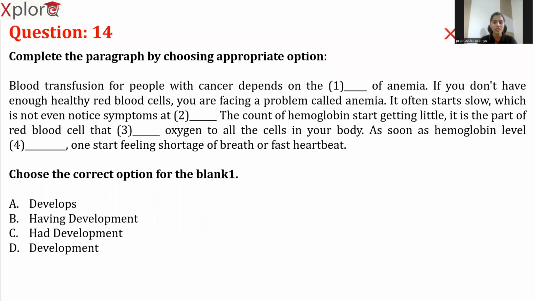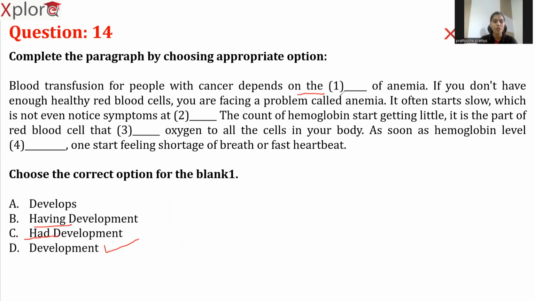So this is very easy. As you can see here, there is the article "the" in front of the blank. Blood transfusion for people with cancer depends on the blank of anemia, with on the development of anemia. You will never say "on the had development of anemia." No. Why do we even use had or having? "On the having development of anemia?" No, we will not use such kind of things, right?